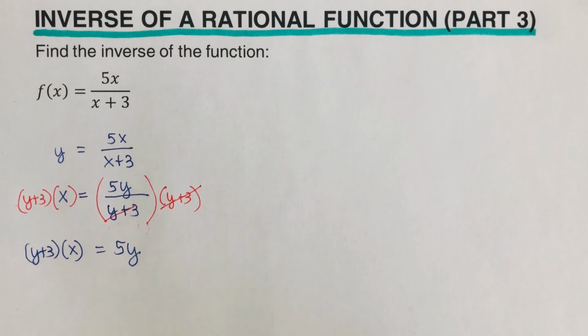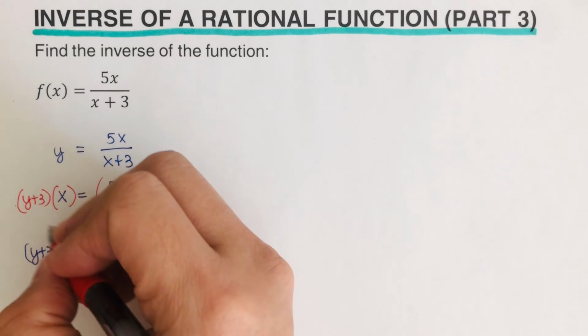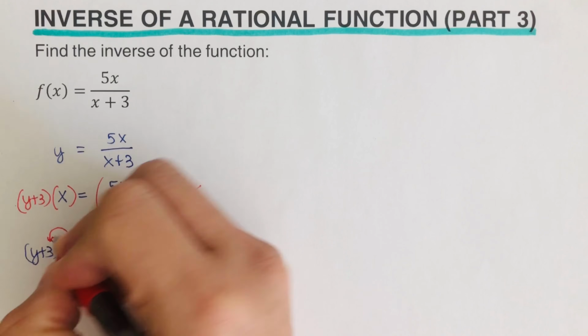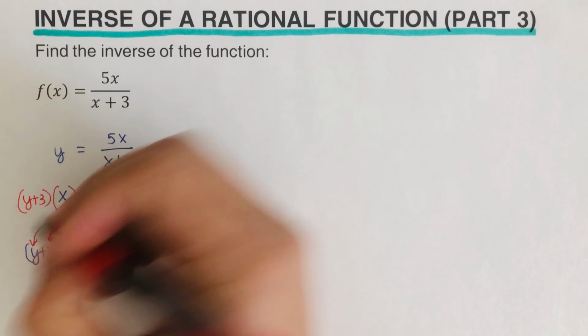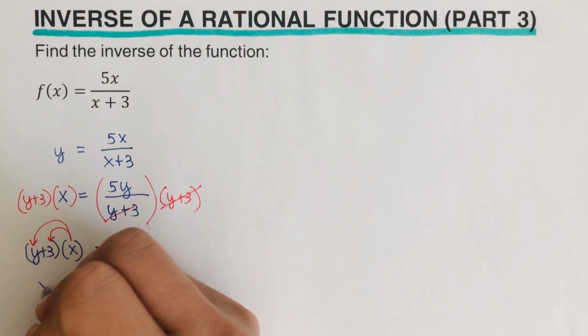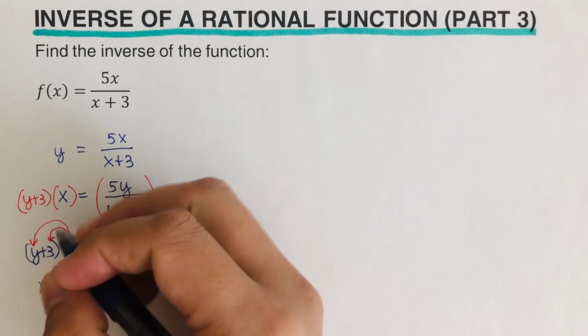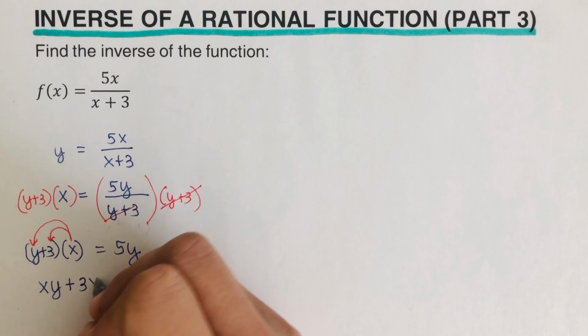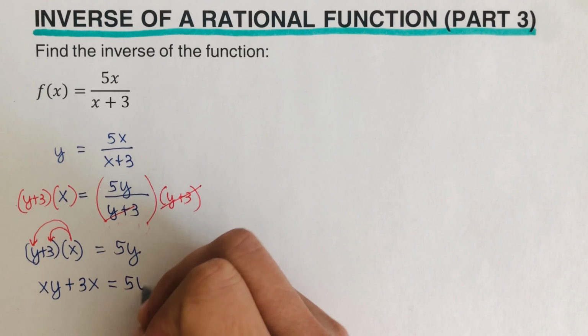And then from here, we are supposed to solve for y by itself. So what we are going to do is distribute the x to both terms inside the parentheses. So we will use the distributive property. So we distribute the x to the 3 and to the y. So our equation would come out y times x is xy. And then that is plus 3 times x is 3x is equal to 5y.